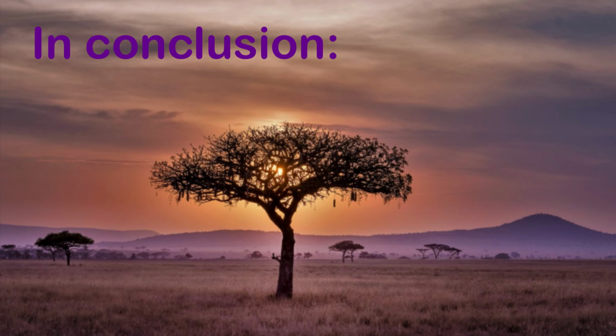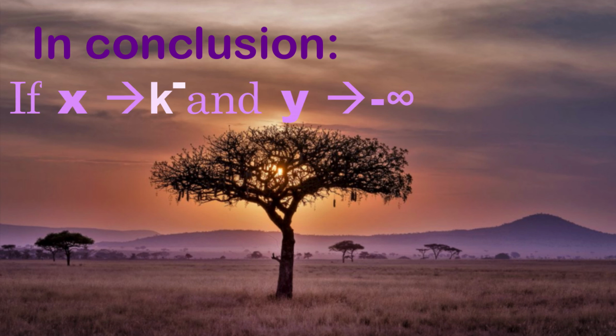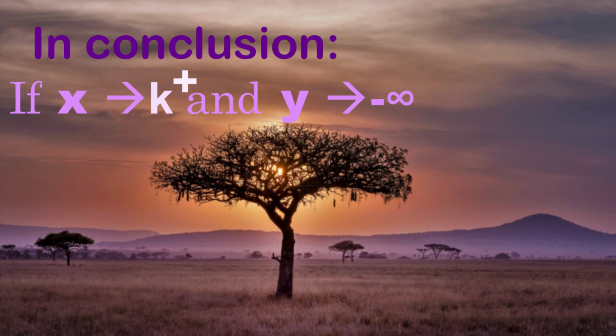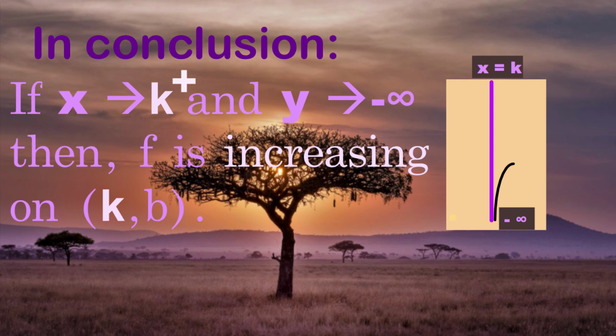In conclusion, if x approaches k from the left and y approaches negative infinity, then f is decreasing on open interval (a, k). If x approaches k from the right and y approaches negative infinity, then f is increasing on open interval (k, b).